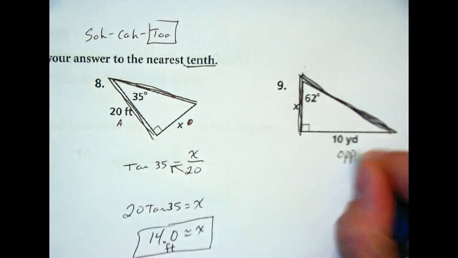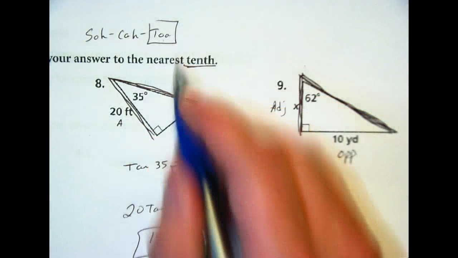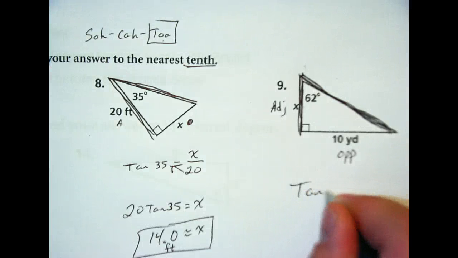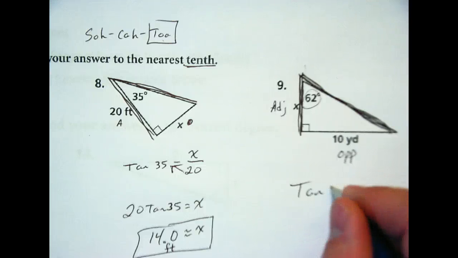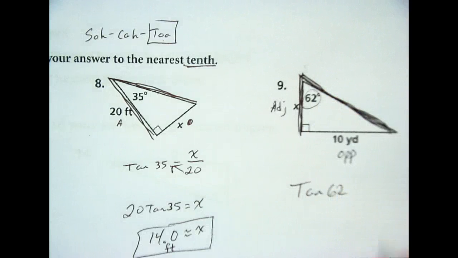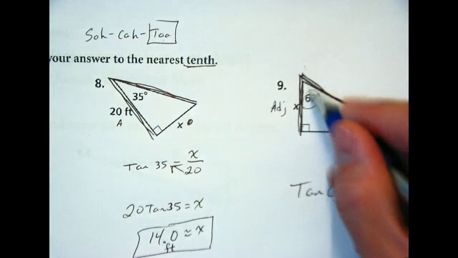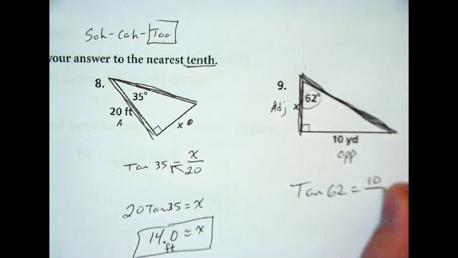That's our opposite side, and the other one they give us is our adjacent side. So opposite and adjacent is tangent. So the tangent of our angle. That was the other thing. We always go whatever the trig function is of our angle. So in this case, tangent of the angle 62 is equal to opposite over adjacent, or 10 over x.